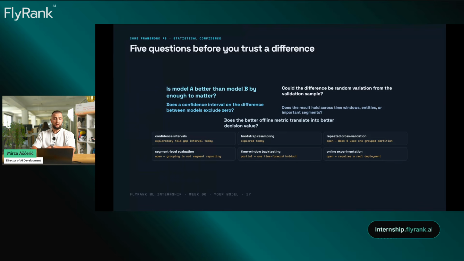We also need to try things online. And the last question is the one people forget. Does a better score on paper mean better choices in real life? A bigger AUC score is not always the better model for the real decision. The review queue is the choice.